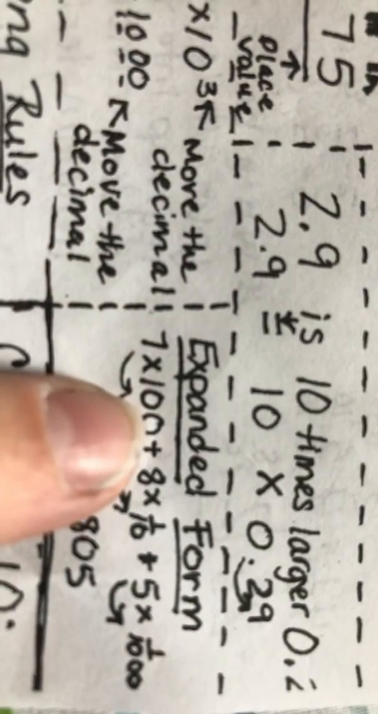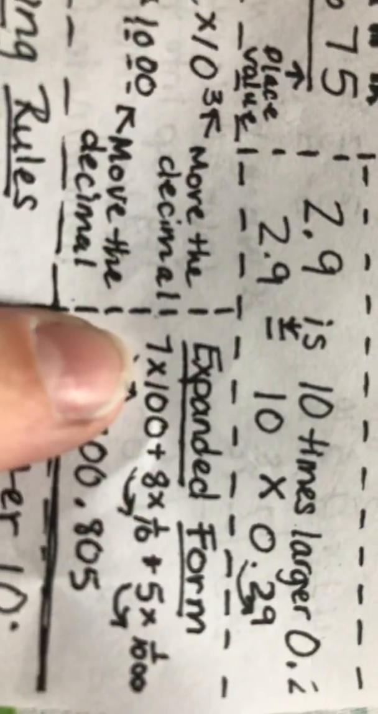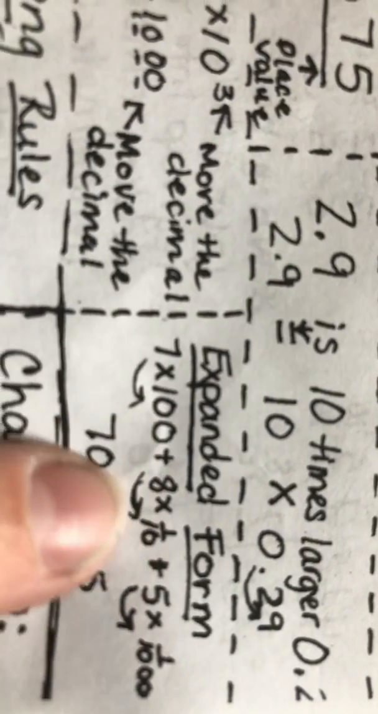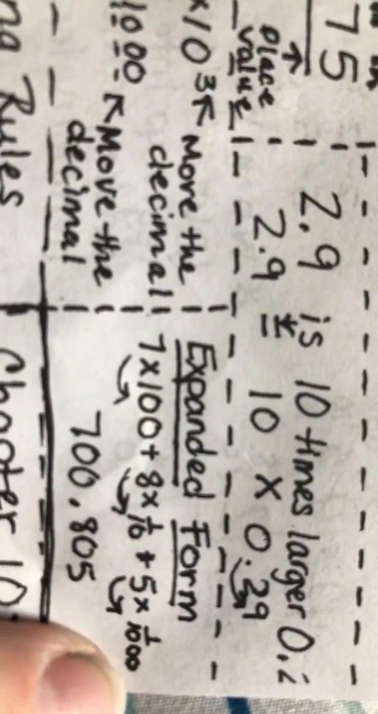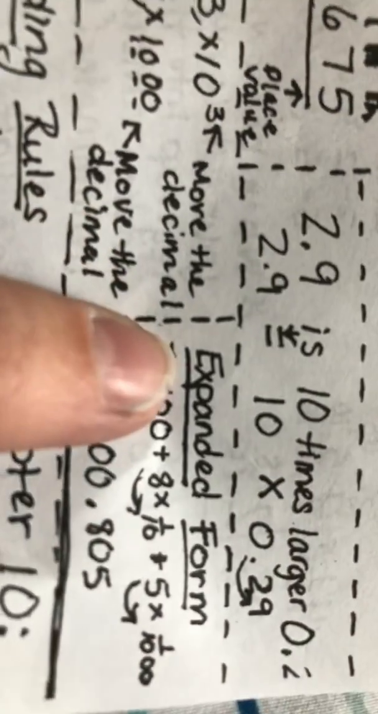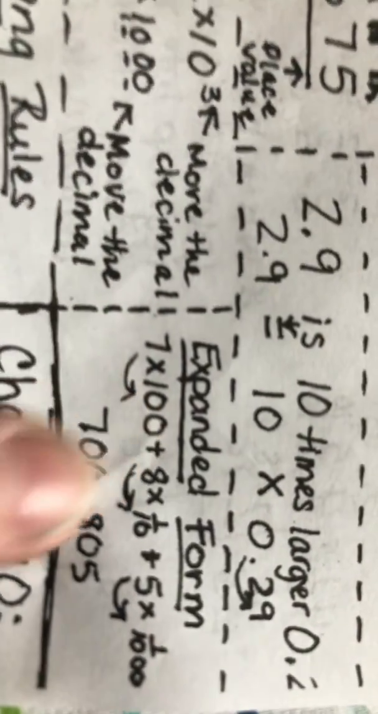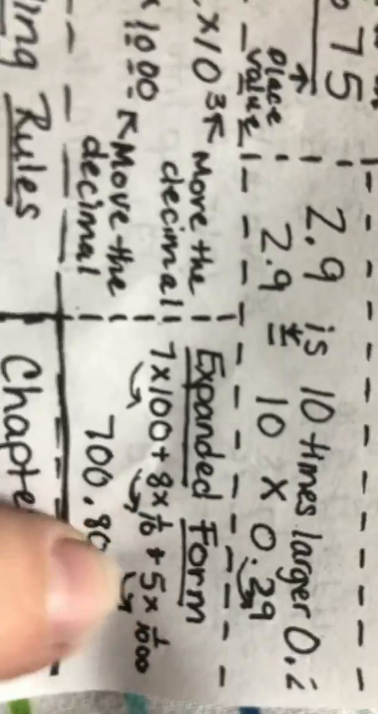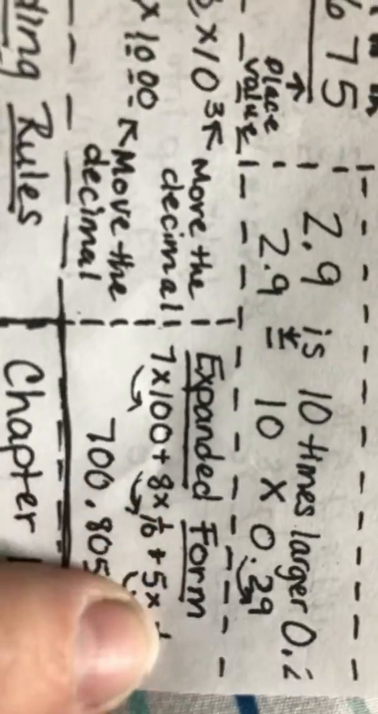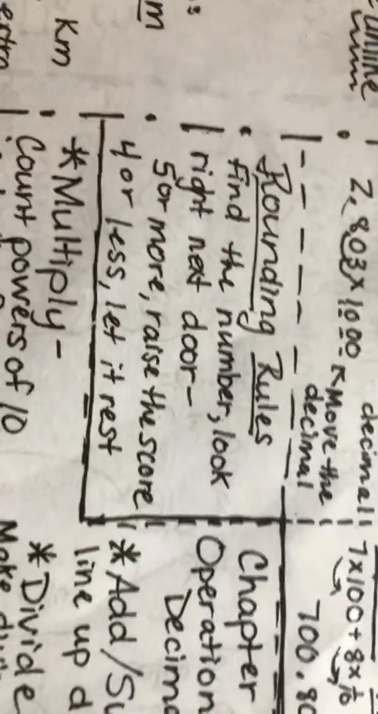When it's saying times 100, I could work it out. 7 times 100 is 700. 8 times 1/10 is 8 tenths. 5 times 1,000th is 5 thousandths. Or put my 7 in my hundreds place, put my 8 in my tenths. There's nothing for my hundredths, so I put a 0. Put my 5 in my thousandths place.